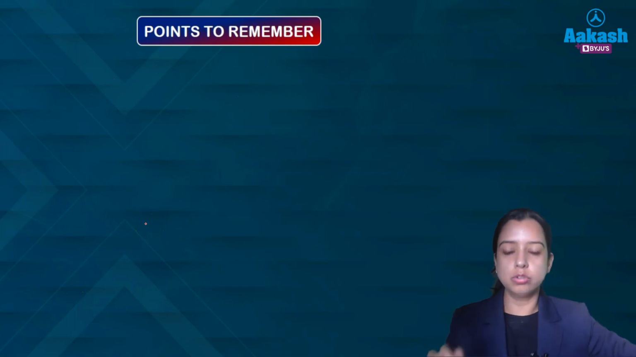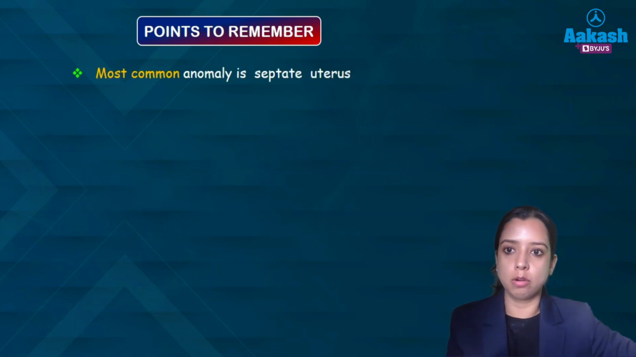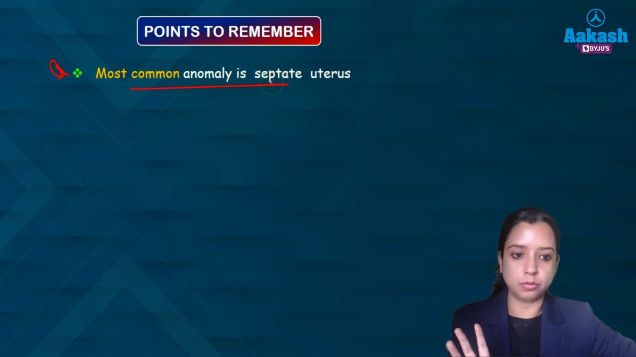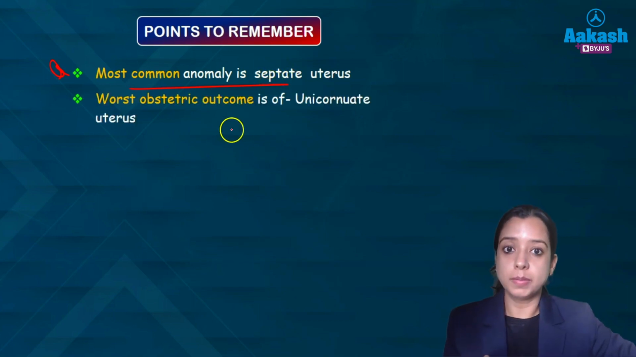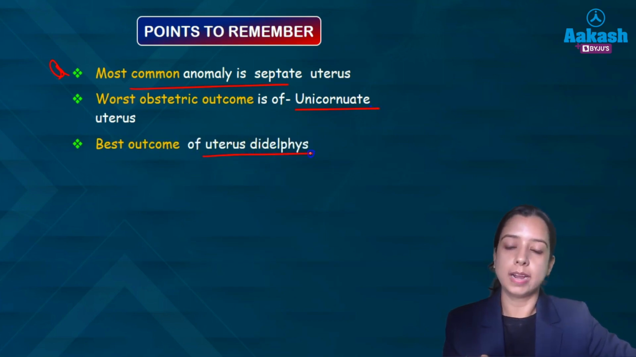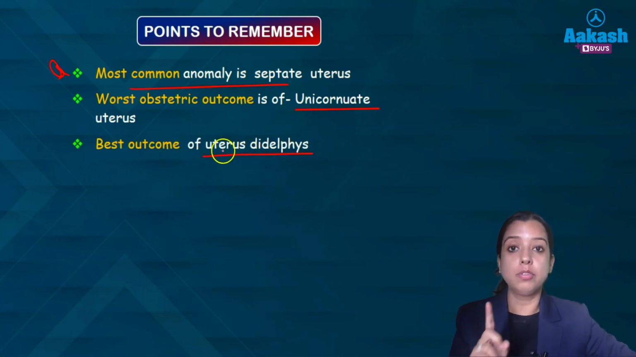Okay. Points to remember in relation to Mullerian anomalies. Most questions have been asked on all of them. Most common anomaly is septate uterus. I'll not say arcuate because arcuate is now considered a variety of septate uterus. Worst obstetric outcome is of unicornuate uterus. Remember, best is of uterus didelphys. It is not of septate, it is of uterus didelphys.